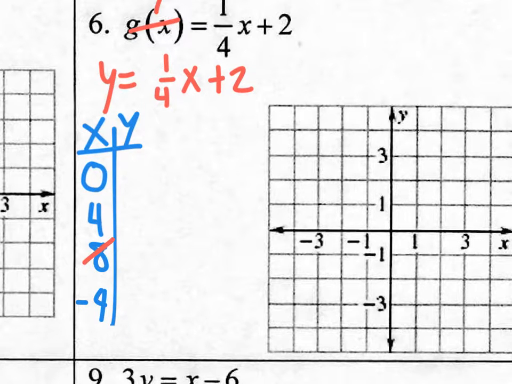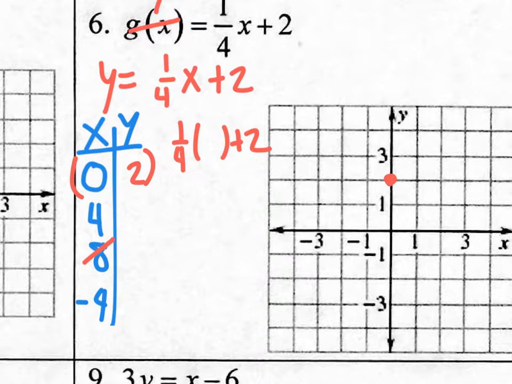So when I plug in 0, it's really going to be 1/4 times 0 plus 2. Now when I plug in a 0 in here, it's just going to be 0 plus 2. So my answer is 2. So 0, 2 is a coordinate.